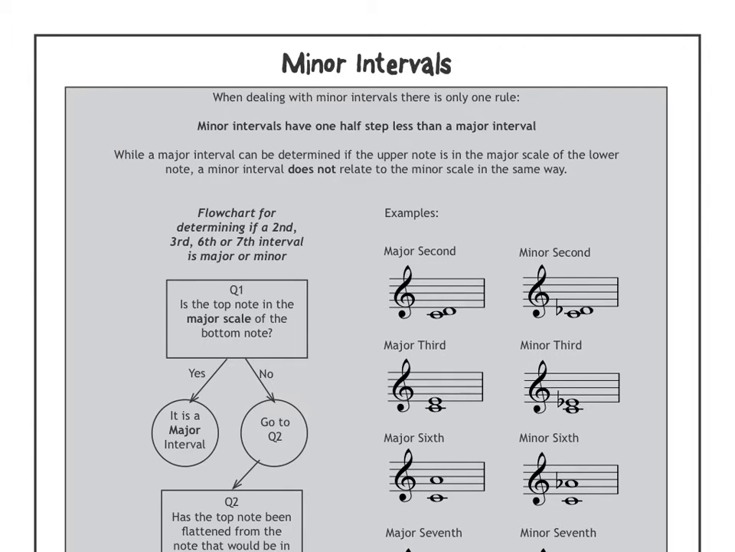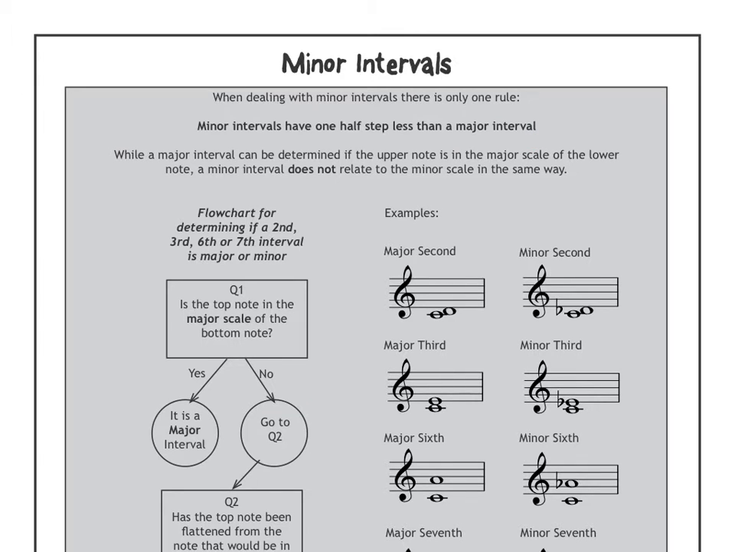So we know about perfect intervals. We know about major intervals. Now we're going to introduce minor intervals. So when dealing with minor intervals, there's only one rule. And it's easy. Minor intervals have 1/2 step less than a major interval.